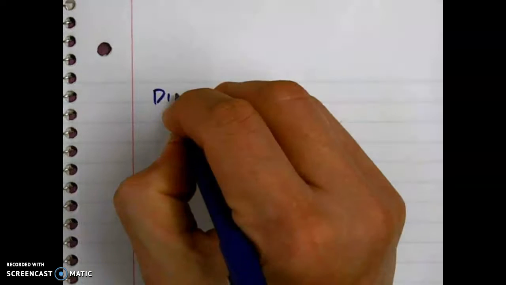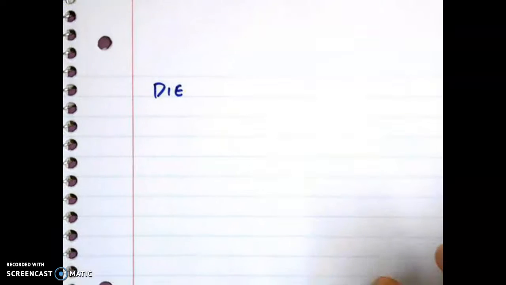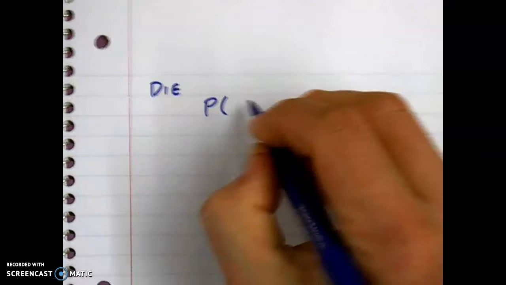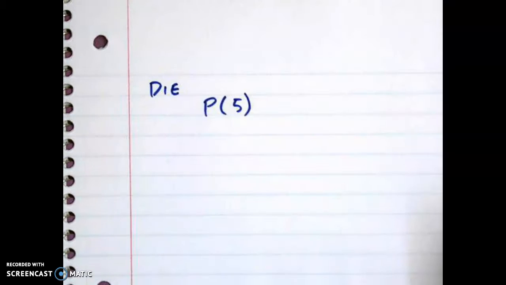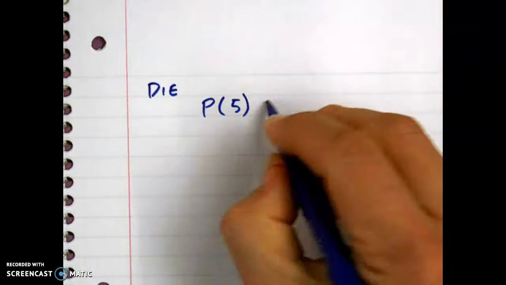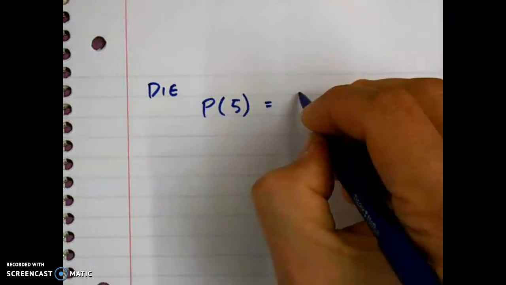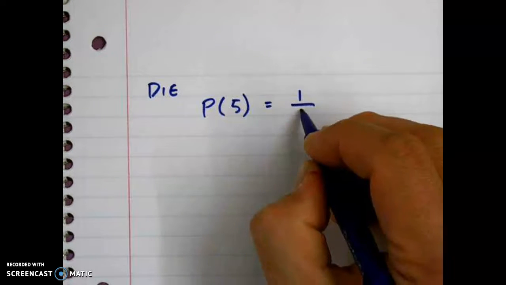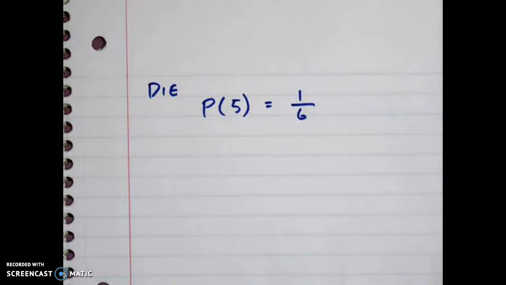Okay. Rolling a die. What's my probability of rolling a 5? How many 5s are there? 1. How many faces are there? 6. So your probability is going to be 1 out of 6.